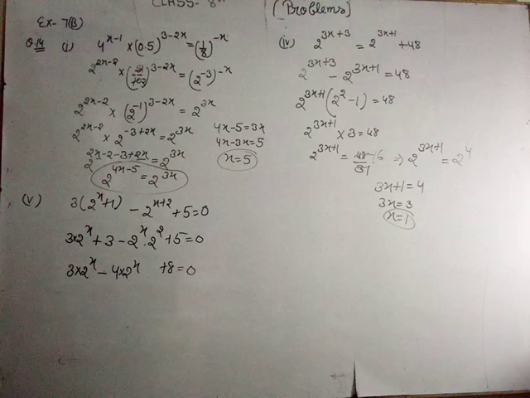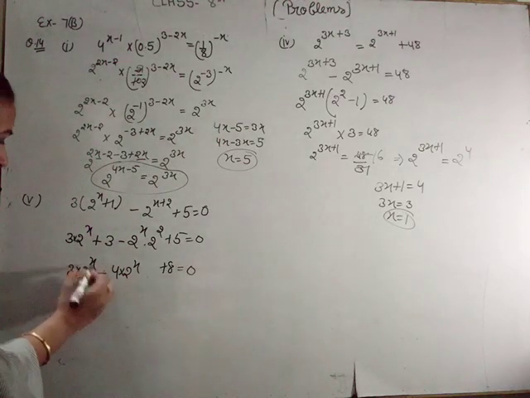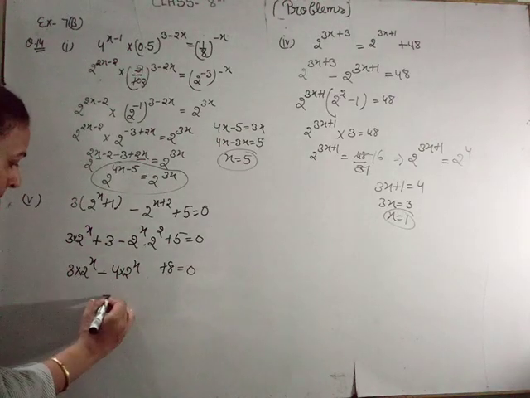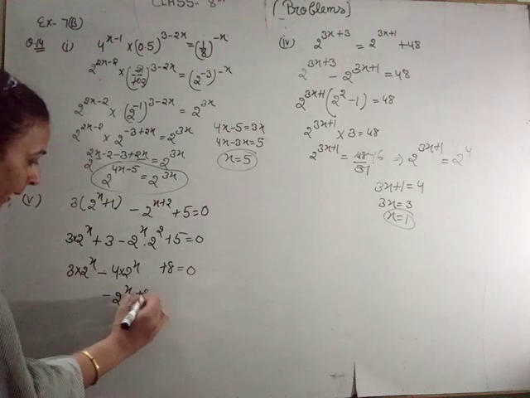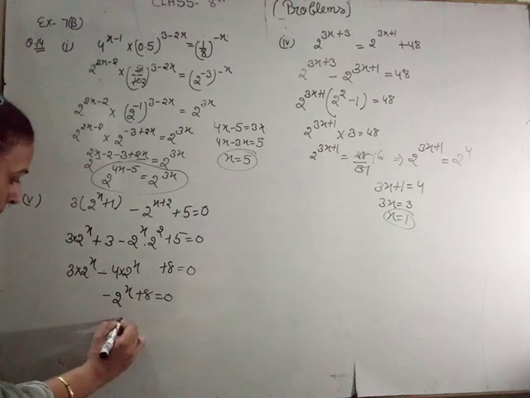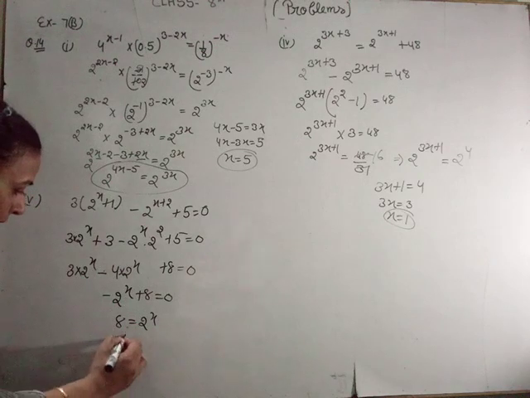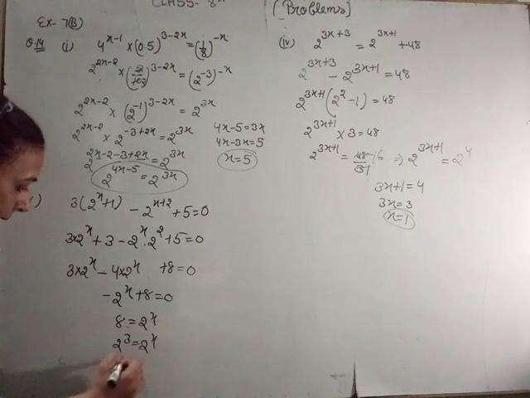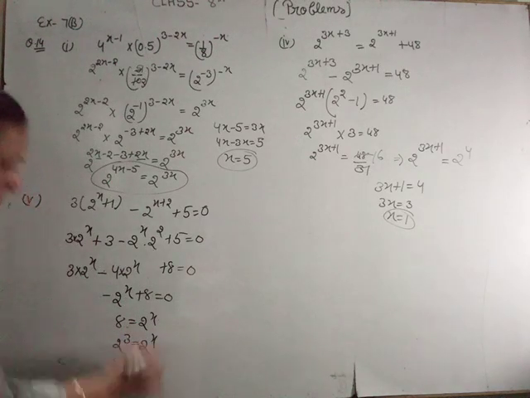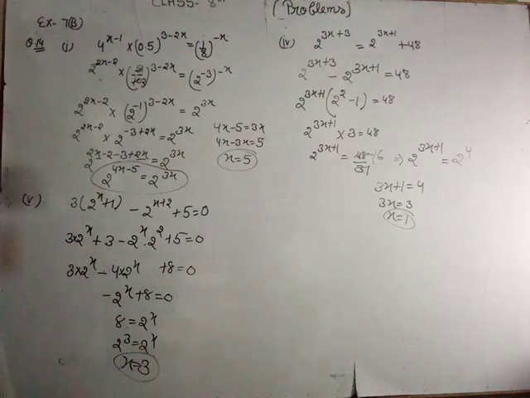Okay. Then 3 times 2 to the x minus 4 times 2 to the x, then minus only 2 raised to the power x plus 8 equals 0, and 8 equals 2 raised to the power x. In place of 8 we write 2 raised to the power 3, so 2 to the x equals 2 to the 3, then x equals 3. Okay, the value of x equals 3.